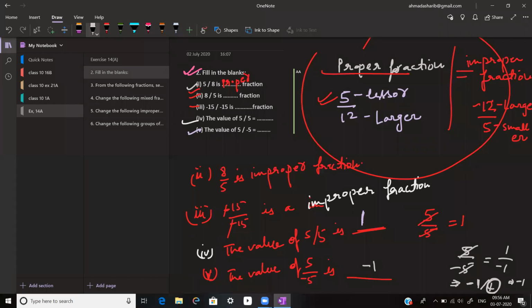Have you got what is the proper and improper fraction? Everyone? Is it clear to everyone? This should be very clear to you because it may create confusion if you are not getting the concept very well.